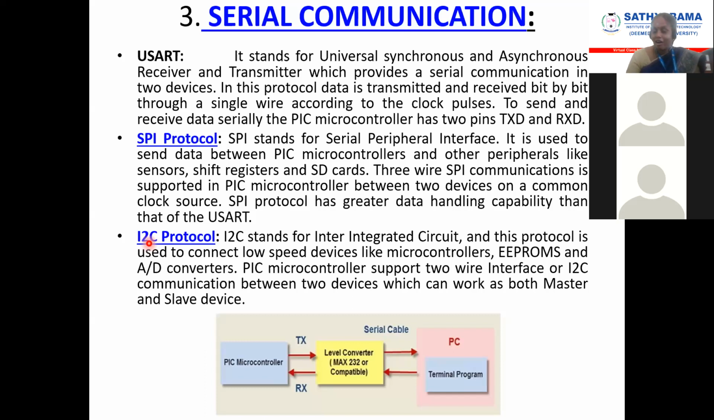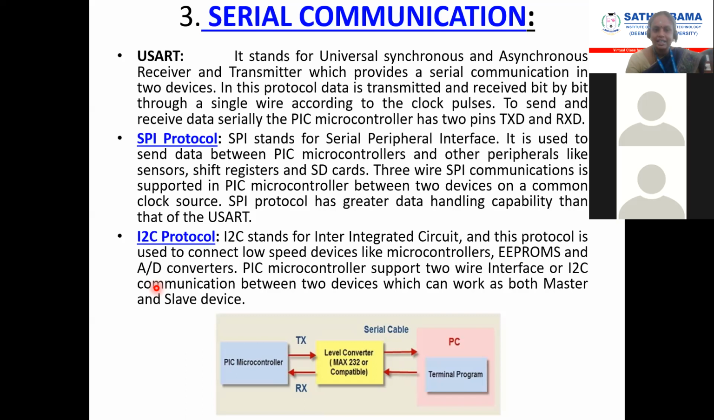Everything will look similar, that's why I'm repeating the point. In the PIC microcontroller, it offers 3 protocols in serial communication, whereas 8051 offers only one, that is UART, Universal Asynchronous Receiver and Transmitter. Here we have USART, Universal Synchronous and Asynchronous Receiver and Transmitter, SPI, Serial Peripheral Interface protocol, and I2C, Inter-Integrated Circuits protocol.